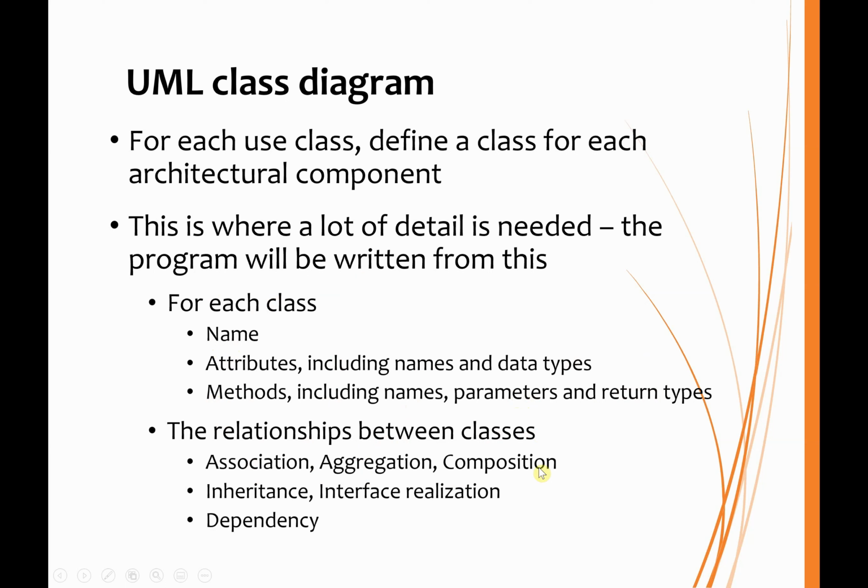What association is there between them? Is there inheritance or implementation of interfaces or dependencies? All of this kind of information will need to go into the UML class diagram. And if you do that for one use case, then you can move on to the next use case. And often the second use case will make use of classes that are written for the first use case. So it might be that we just add a little bit more information to the existing classes.